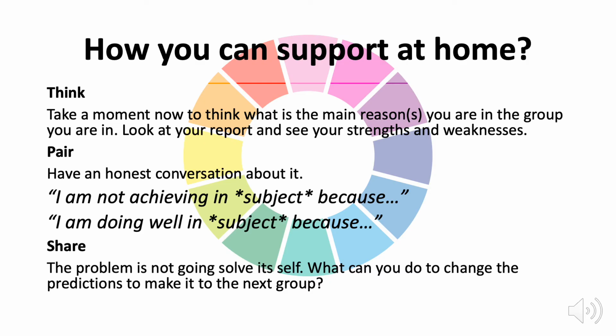So how can you best support at home? What I'd like you to do is go through your child's report with them. Have an honest conversation about their strengths and weaknesses. Talk about why they are achieving in certain subjects but not others. Where are their target grades not matching up with their predictions? The problem is not going to solve itself. And what can you do and what can they do to change their predictions the next time round? The next slide has an activity you two can do together.